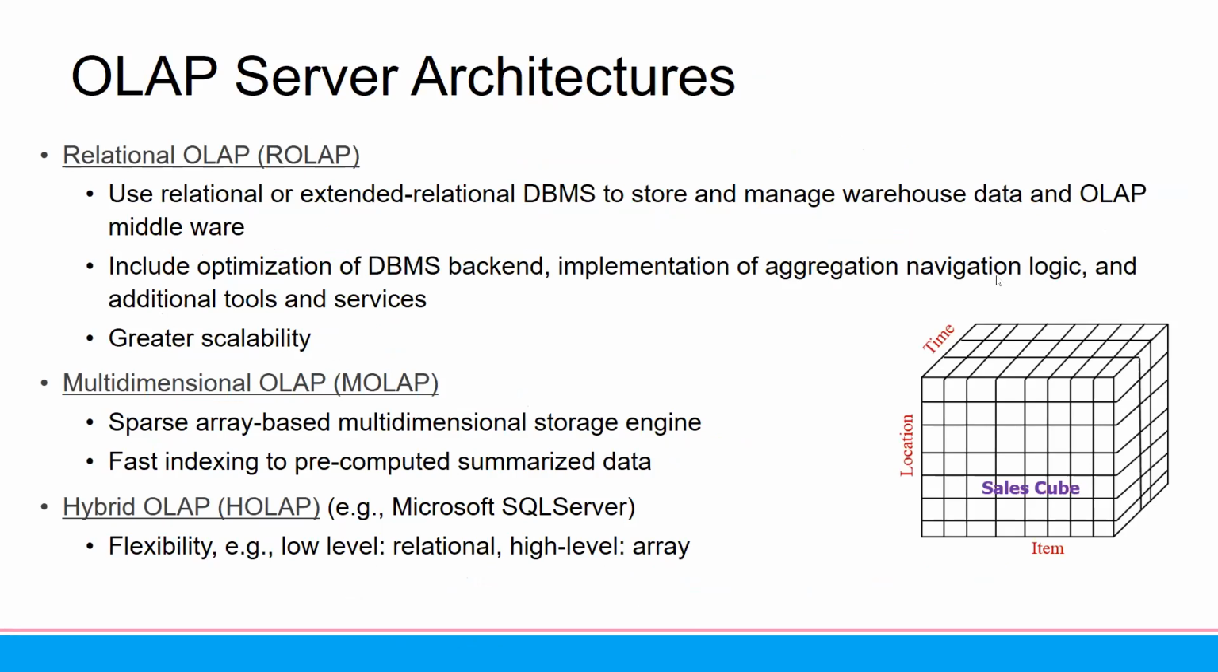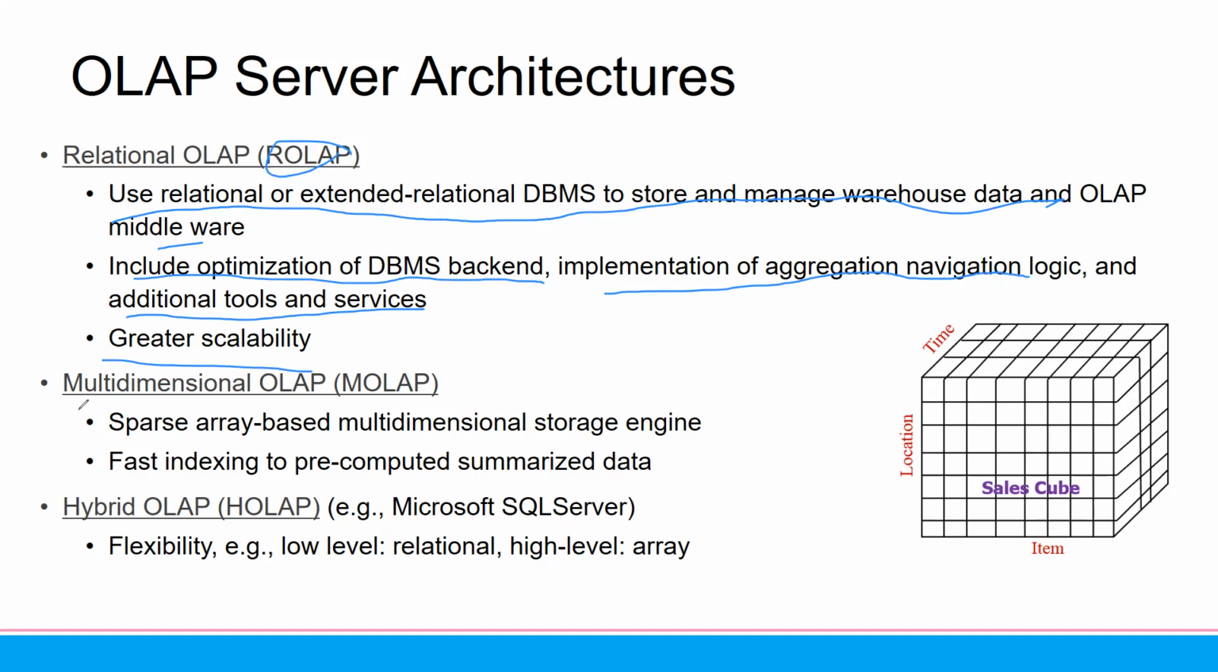The OLAP server architectures, you can see later. Maybe I will just be quick for this chapter. The relational OLAP, ROLAP, uses relational or extended relational DBMS to store and manage warehouse data, and OLAP middleware. It includes the optimization of the DBMS backend and implementation of the aggregation logic and additional tools and services. So relational OLAP has greater scalability.